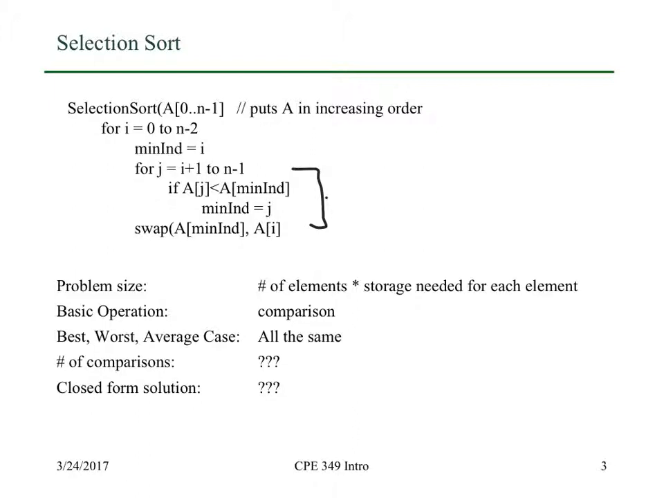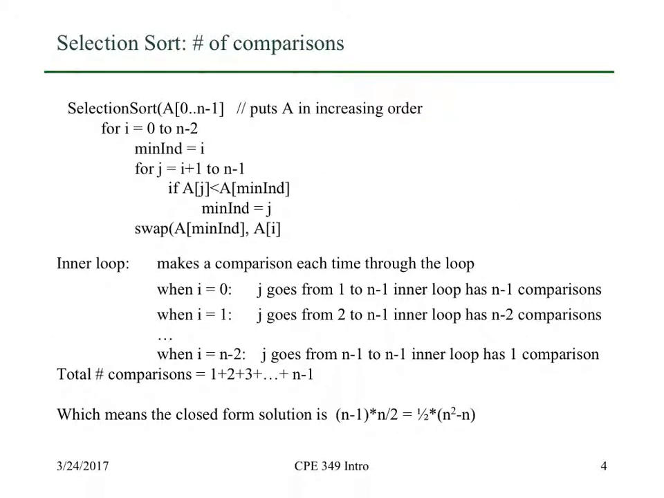So the first situation is i equals 0, and if i is equal to 0, then the inner loop is going to go, j will go from 1 up to n minus 1, and that'll be the number of comparisons. Similarly, when i is equal to 1, then j will be 2, and it'll go from 2 to n minus 1, and so now it would be n minus 2 comparisons. So this slide shows that in gory detail.